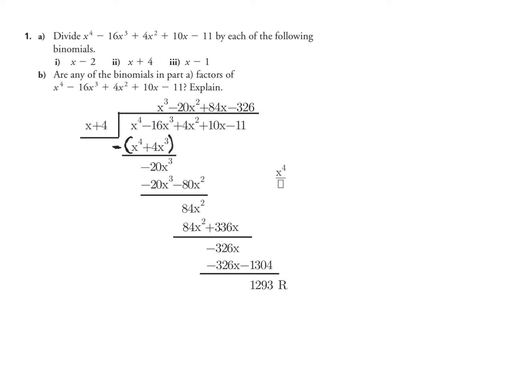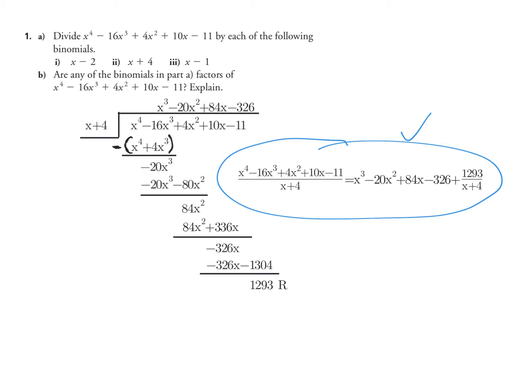So we can say x to the 4 minus 16x cubed plus 4x squared plus 10x minus 11 divided by x plus 4 equals x cubed minus 20x squared plus 84x minus 326 plus 1293 over x plus 4.